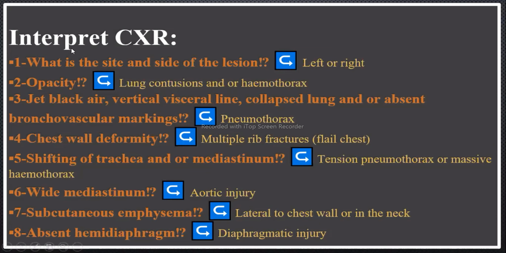Okay. So here, how to interpret a chest X-ray? You will ask yourself, what is the side of the lesion? Is it left or right? Opacity: if you find opacity, maybe lung contusion or hemothorax. Jet black air, visceral pleural line collapsed lung, or absent bronchovascular markings: if like that, you can think about pneumothorax. Chest wall deformity, multiple rib fractures, flail chest. Shifting of trachea and/or mediastinum, so think about tension pneumothorax or massive hemothorax.